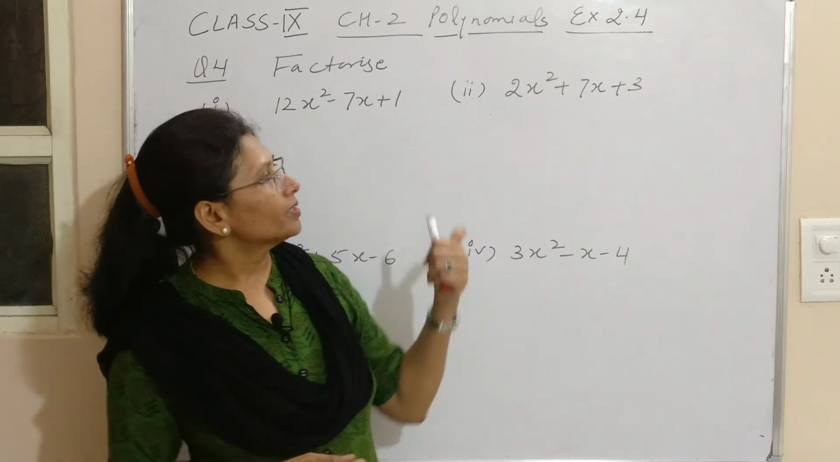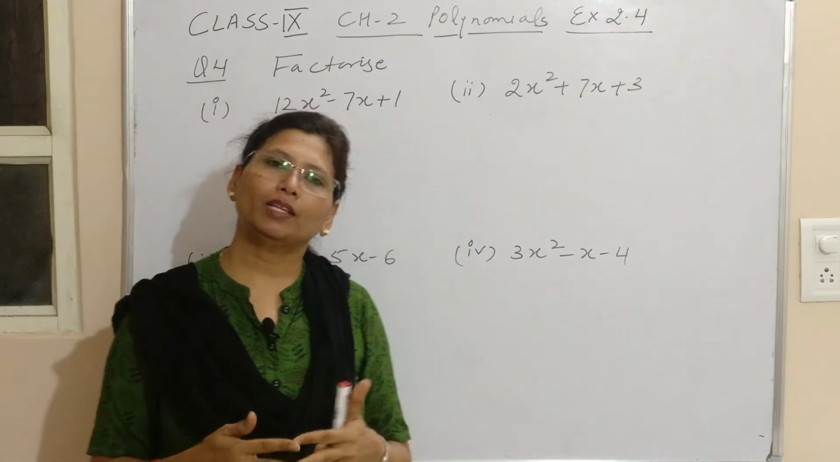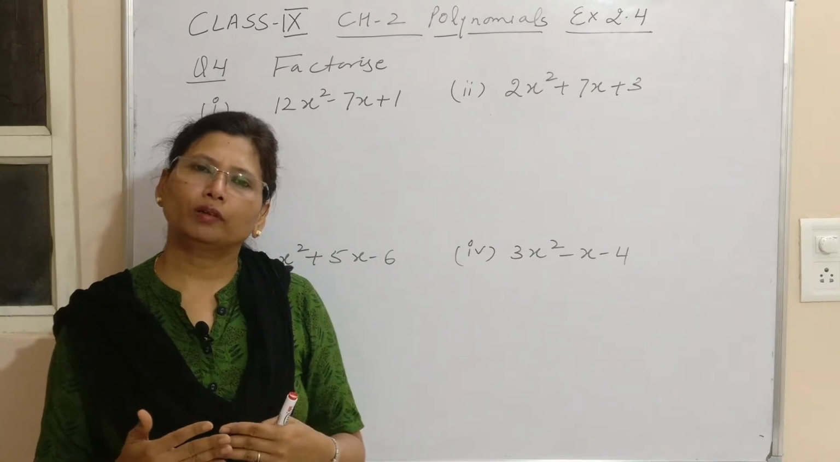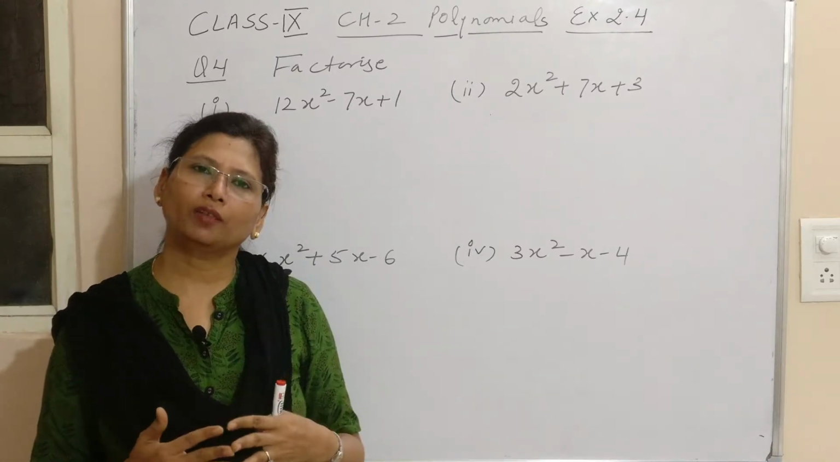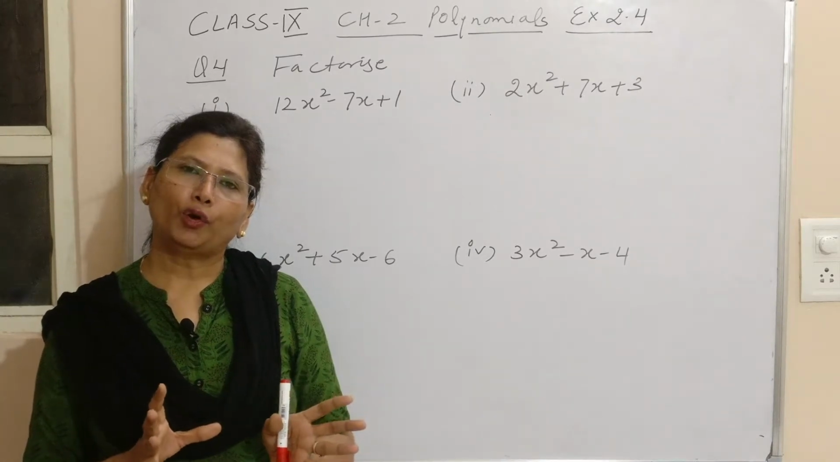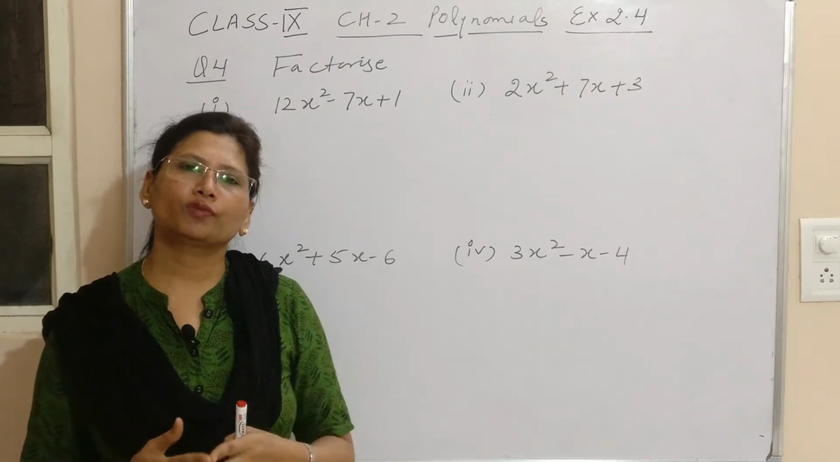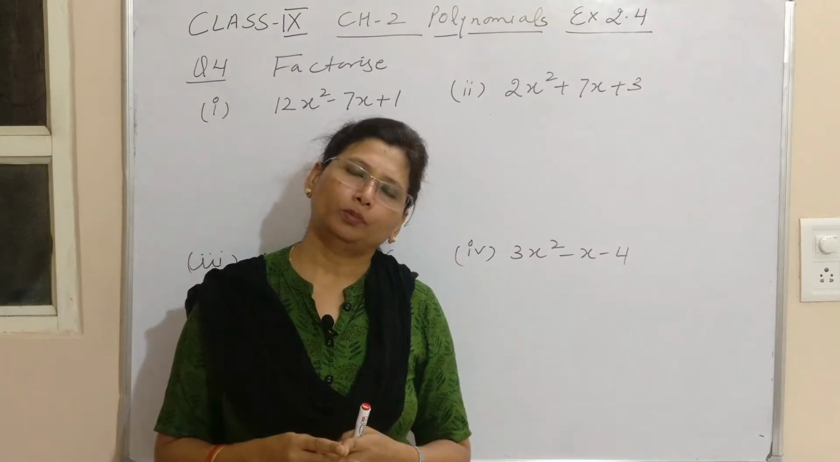So I'm taking exercise 2.4, and this is question number 4 and 5. These questions are slightly different because the 3 questions earlier were related to the factor theorem, where we were just verifying whether a particular polynomial is a factor of the given polynomial or not, and the other was finding the value of k if a particular polynomial is a factor of another polynomial.